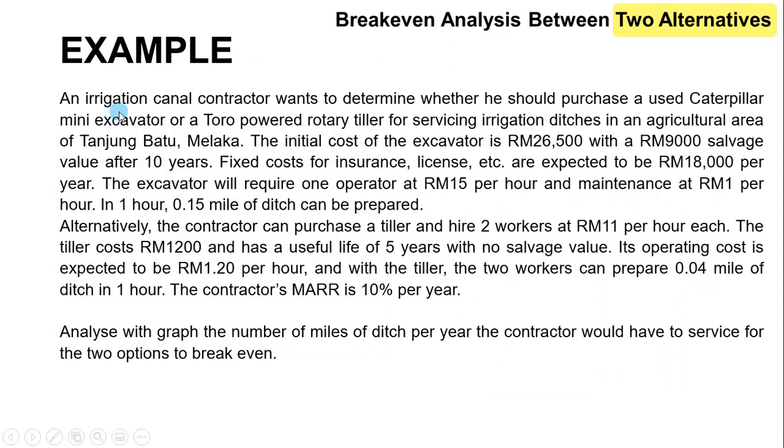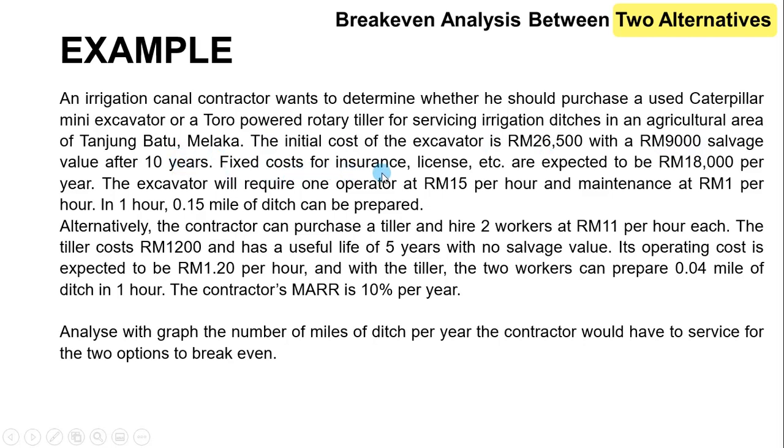An irrigation canal contractor wants to determine whether he should purchase a used Caterpillar mini excavator or a Toro-powered rotary tiller for servicing irrigation ditches in an agricultural area of Tanjung Batu, Melaka. So the initial cost of the excavator is 26,500 ringgit with a 9,000 ringgit salvage value after 10 years.